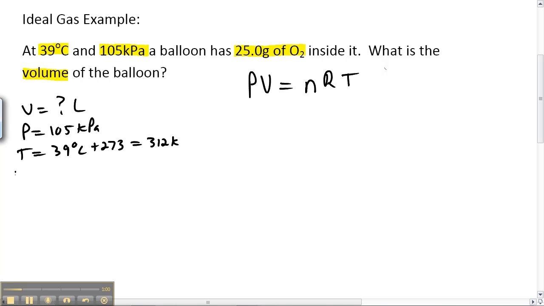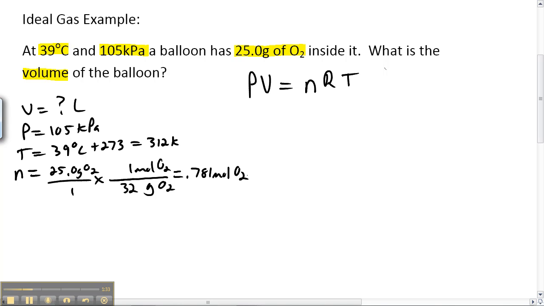And for n, do we know n? No, we do not. All we know is we have 25 grams of O2. Now think back to the mole chapter and figure out how do you get rid of grams and change it into moles. You take your 25 grams of O2, put it over 1, and then you're going to have to divide by the molar mass of oxygen, which since there's 2 of them, it happens to be 32. When you do that, you're going to get 0.781 moles of oxygen. And that's what we need to use for n.